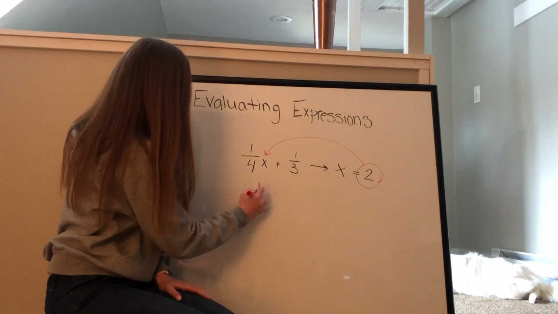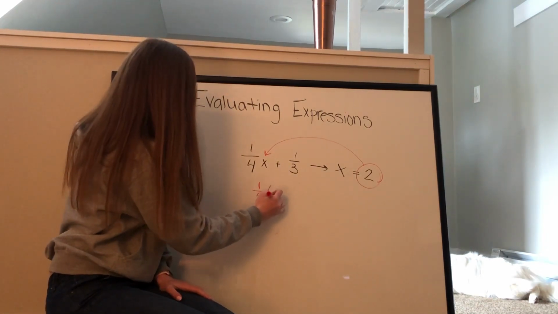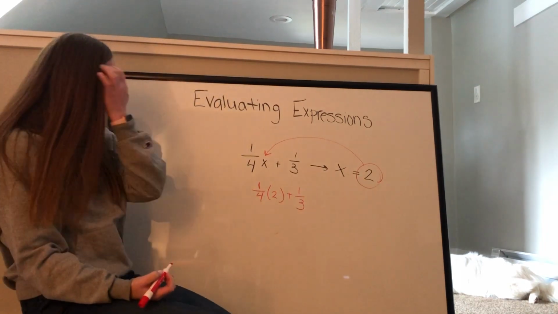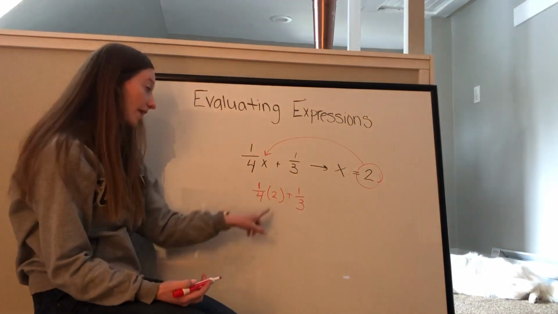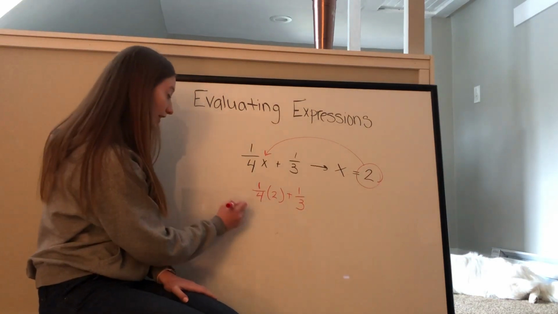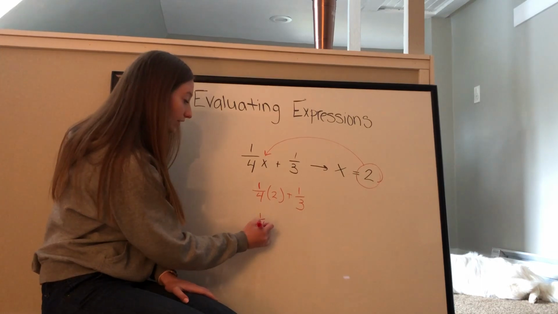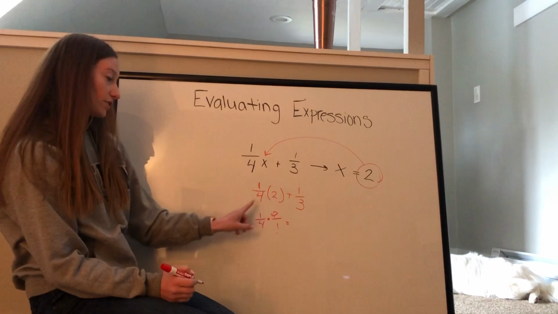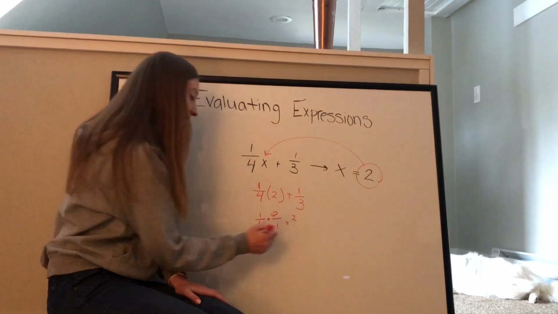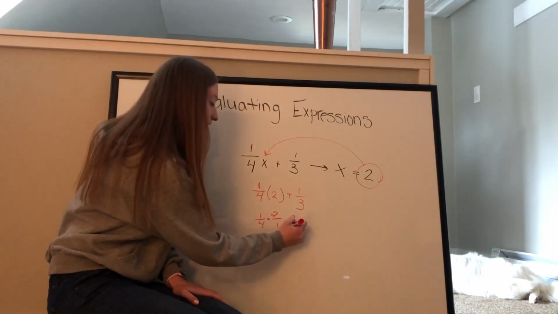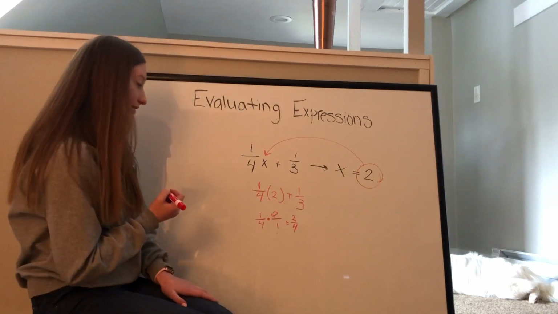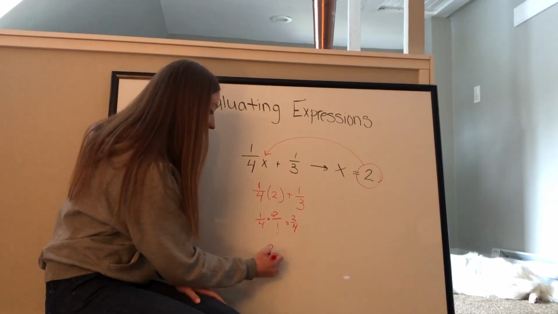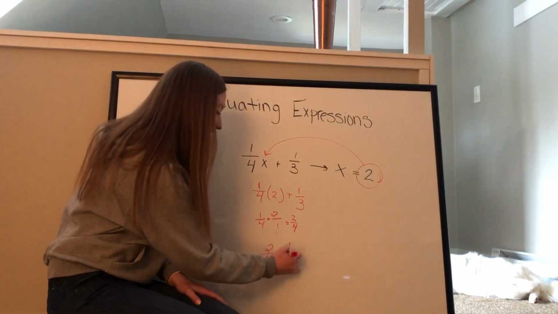So I have 1/4 times 2 plus 1/3. Now when I multiply fractions, remember that the whole number really has a 1 underneath it. So it would be 1/4 times 2 over 1. I know that 2 times 1 is 2, and I know that 4 times 1 is 4. So I have 2/4. I'm going to rewrite the expression again. So I have 2/4 plus 1/3.